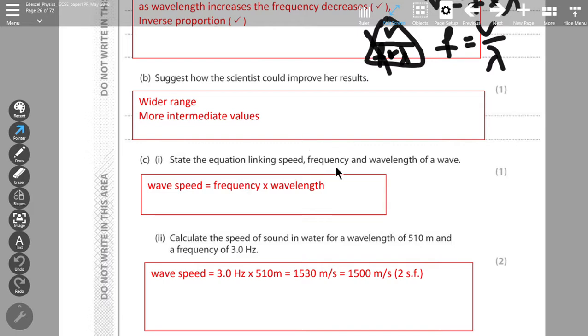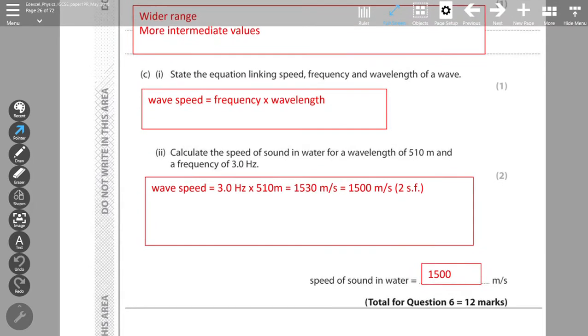State the equation linking speed, frequency, and wavelength. So we repeat this equation. Calculate the speed of sound with wavelength 510 and frequency 3. So we substitute my values. Let us look. Here we have two significant figures, 2. Here maximum 3. So 3 and 2, the minimum is 2 significant figures. This is why the answer is given to 2 significant figures.